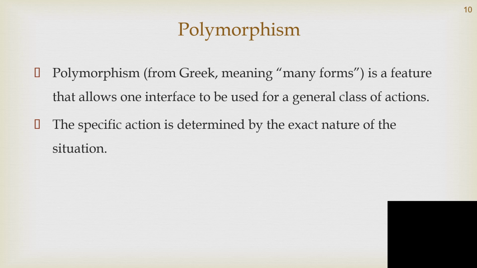Next is polymorphism. Polymorphism comes from a Greek word, and the meaning is many forms. Polymorphism means that for a single set of actions or input, if it produces more than one form of output, we can say it is polymorphism.